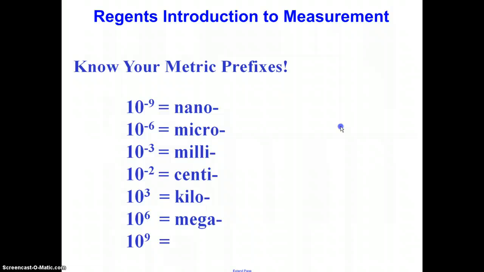And then 10 to the 9, which is giga, and probably your most common unit you've heard there is gigabytes, for example, and that's a billion. Gigahertz is another example, a unit of frequency. All right, let's move on.